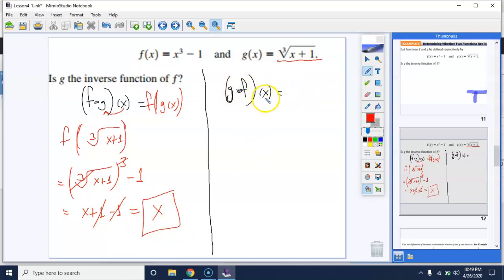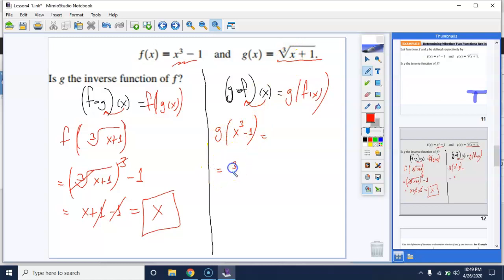So this one should be g of f of x. I know what f(x) is, which is over here. Let me take this and put it in here: g of x to the third power minus 1. That's what I got here, so I can calculate this one. I'm going to take this value, go to the g function, and plug it in here.